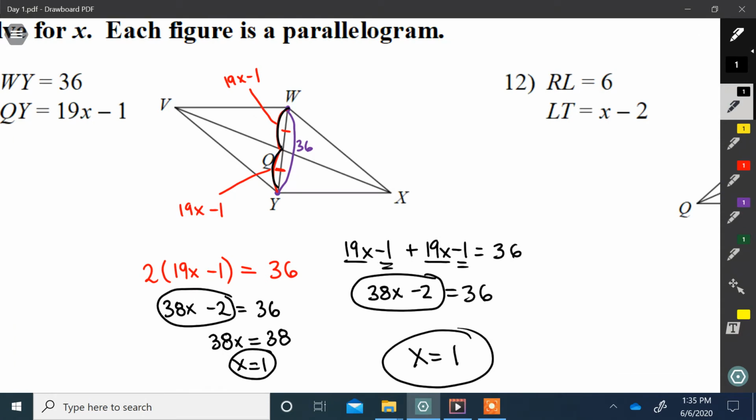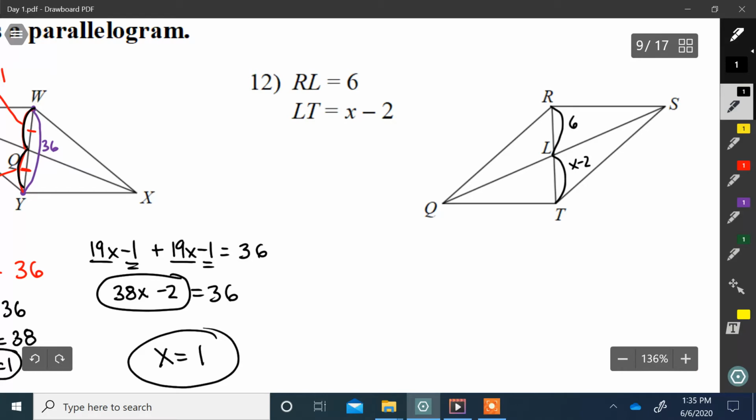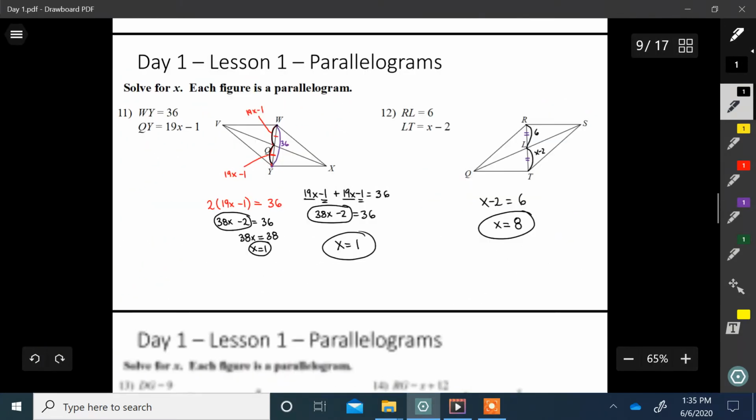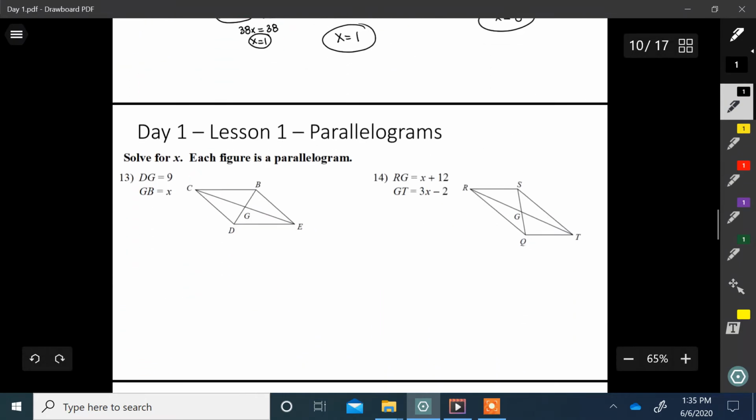All right, let's keep going. Number 12, we have RL from there to there. It's 6, and then LT from there to there. That's x minus 2. We know by the conditions that this is congruent to that right there. So that means that x minus 2 is equal to 6. Add 2 on both sides, and you get x is equal to 8. All right, let's keep going, guys.